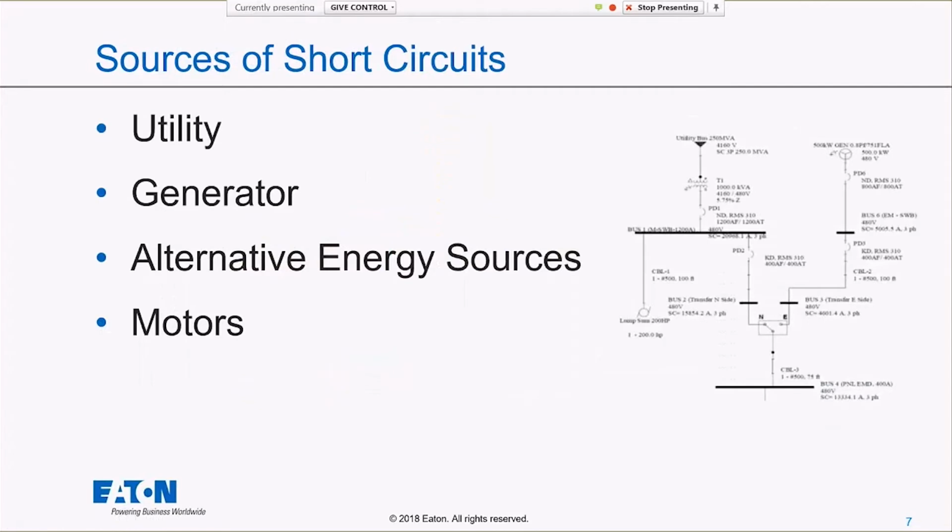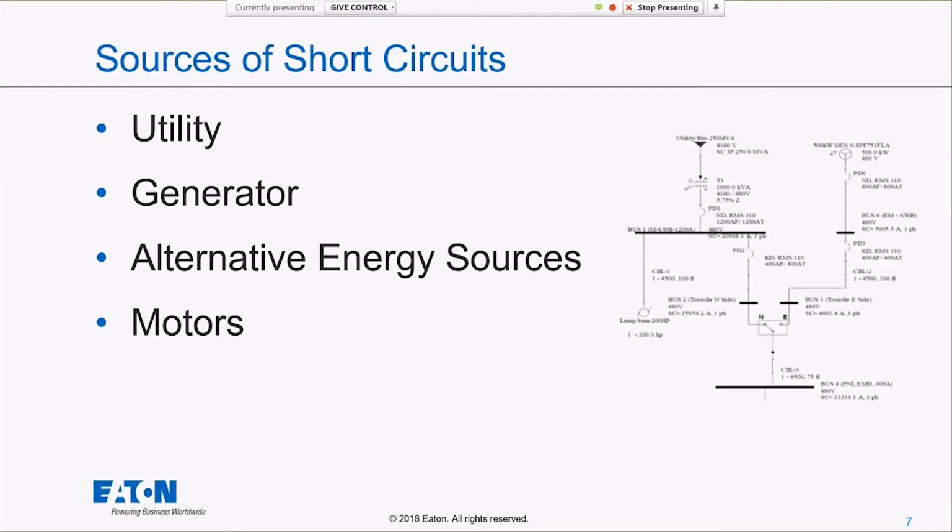My sources of short circuits, so where are all of those electrons coming from when I have a short circuit? The utility is typically by far the largest source of my short circuit, right? That's where most of the available energy is from. I may have a generator or some sort of alternative energy source. Those can also add in short circuits. It's usually a lower value than what you get from something like a utility, but they can still develop short circuit currents. Sometimes like a UPS backup system as well. Again, a much lower value of short circuit available from them, but there is a value associated with it.